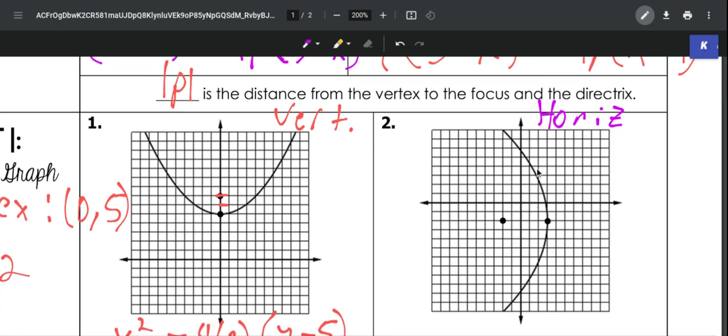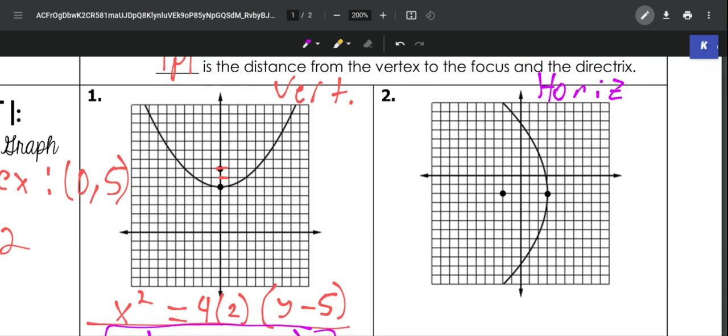So this is a horizontal parabola, which means y should come first when we make our equation. But we still need two things. We need our vertex and we need p. So if our vertex is this ordered pair, which is actually a point on the curve that we're given, the parabola, that point is our vertex.